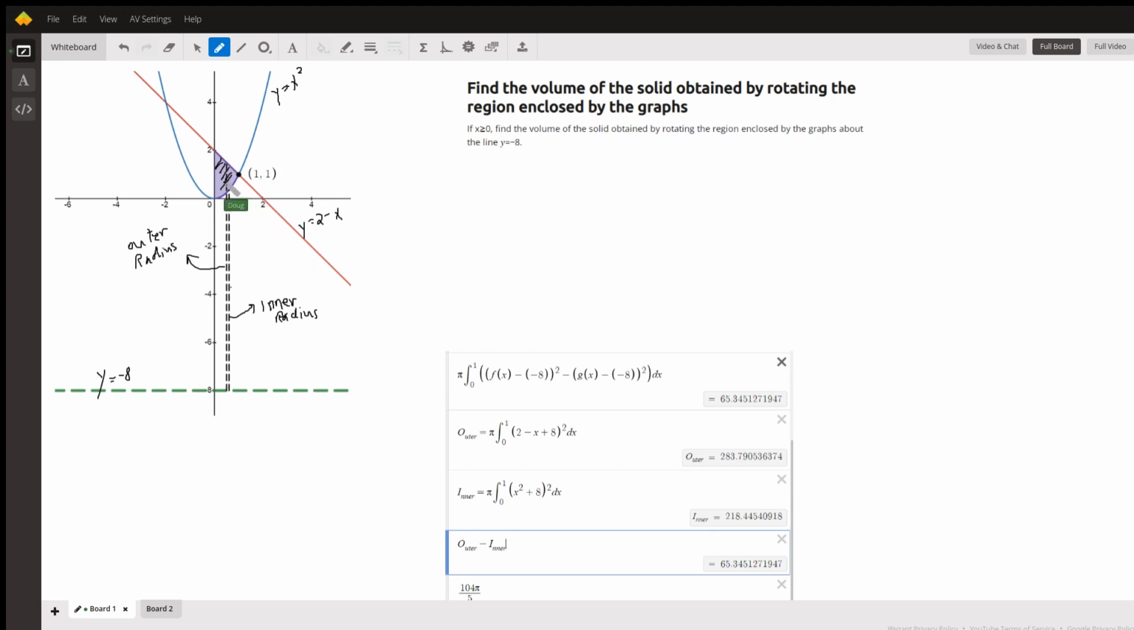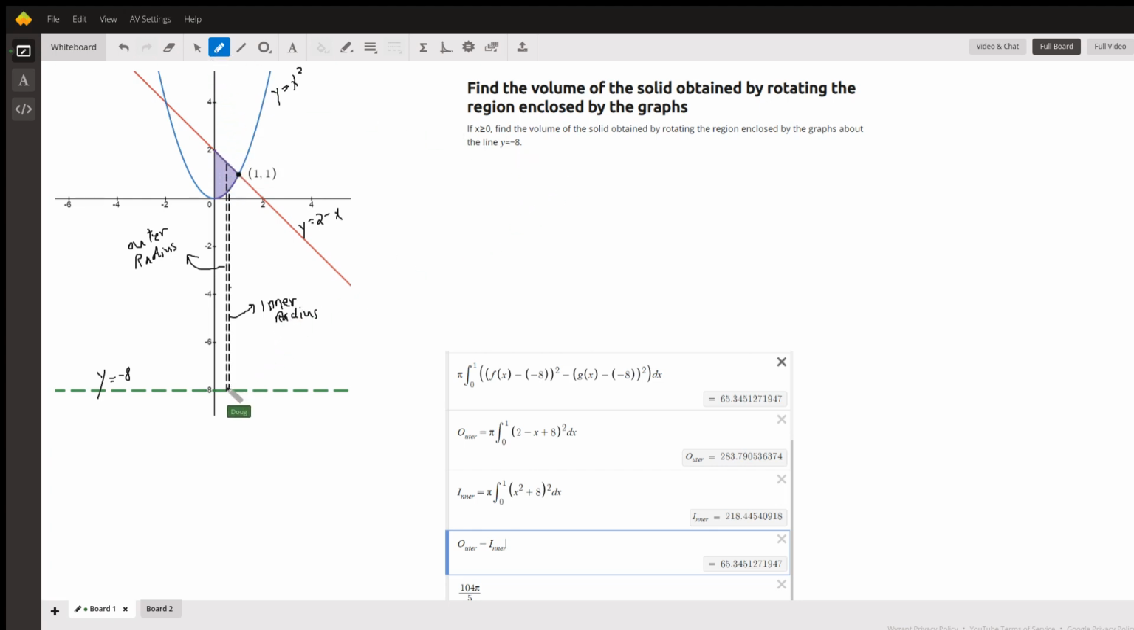Now, you could use the shell method, but the expression for the length of the shell would change as we went from 0 up to 2 along the y-axis. So it's probably better to use the washer method.